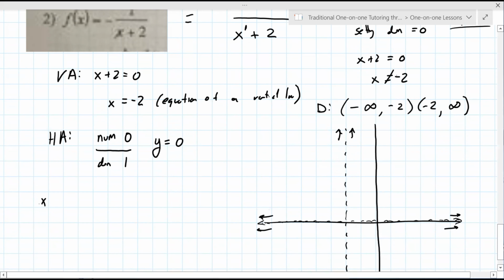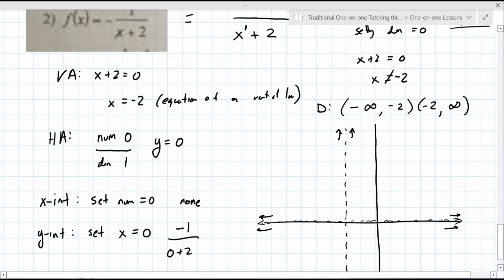All right, so now we're going to work on x-intercepts. So here you're going to set the numerator equal to 0. If there's an x term, but there is no x term, so there's none. You've got to be okay with that. For the y-intercept you set x equal to 0, and you can do these in either order. Doesn't really matter. So that becomes -1 over 0 plus 2, which is -1/2. And there's a dot for that on the graph.